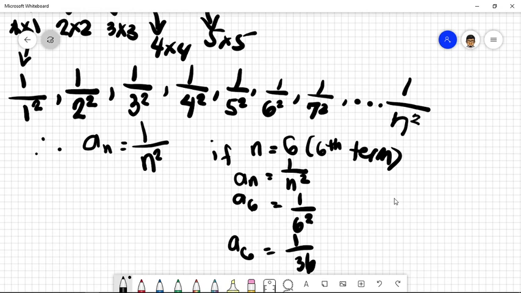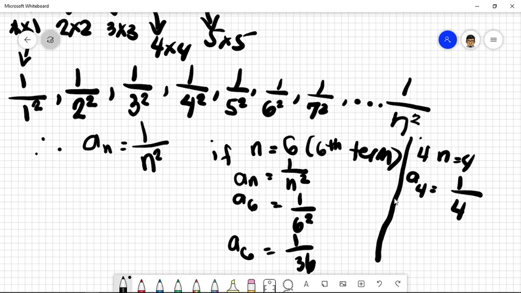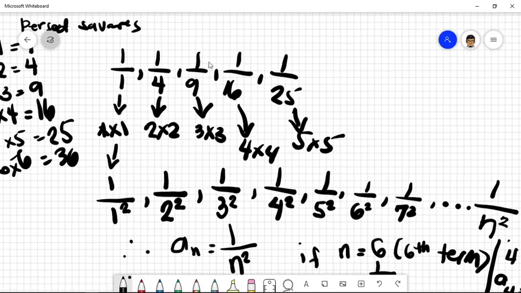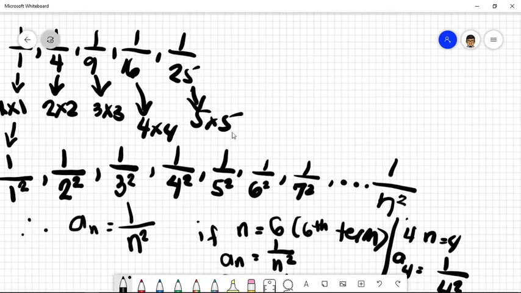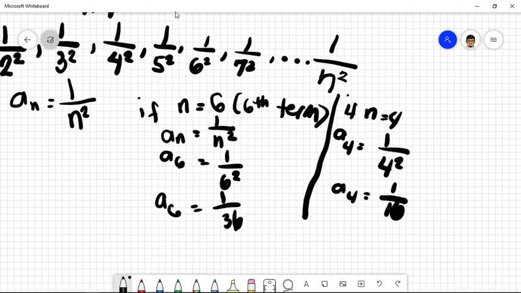Try natin yung isa pa. Say 4 naman. If n is equal to 4, that is your fourth term. A sub 4 is equal to 1 over 4 square. 4 times 4, that is 16. Tama ba? The fourth term is 1 over 16. Tama.